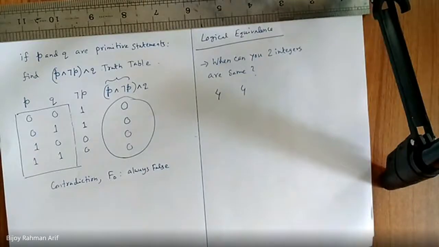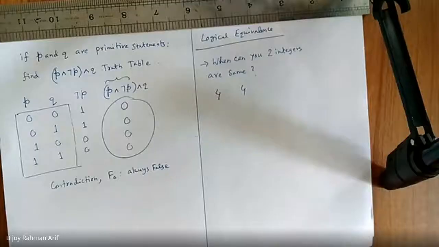By an equal sign. Like, how can we show this? How can you find that 4 equals 4? With an equal sign. No, by subtracting 4 from 4, only 0 will be left.